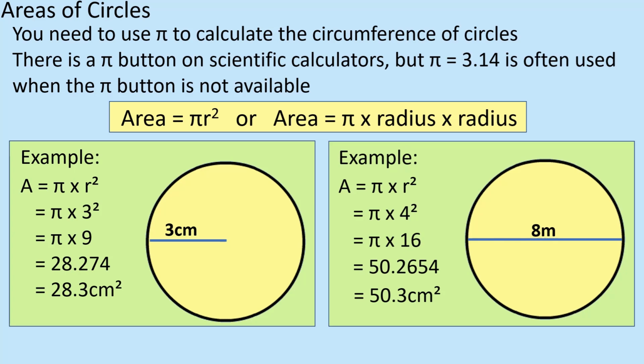And what's the error with this one? What have we noticed? Wrong, isn't it? Because this is metres. And what does this say? Centimetres squared. So this should be metres squared. So easy mistake to make, isn't it? Really easy mistake to make. So that should be metres squared. I'll try and get that changed. But for now, it should be 50.3 metres squared.